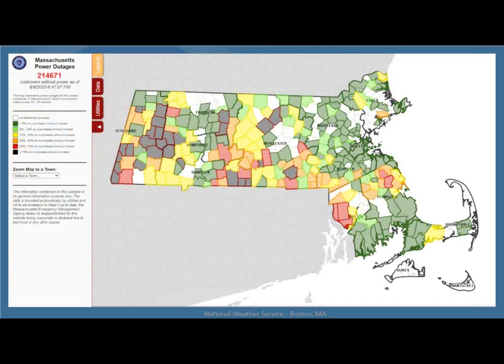And then this is just a look at the power outage map across Massachusetts. Again, with the highest amount of outages pretty much located across central and into portions of western Massachusetts, but there were some outages across the east as well.